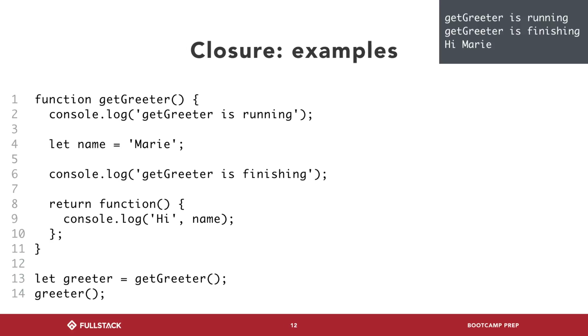Yeah, Jake? Wouldn't it just be more logical to just return Marie or "hi" plus name? No, because on line 13, greeter becomes that function, and I'm invoking it on line 14. What if I wanted to run other code in between?